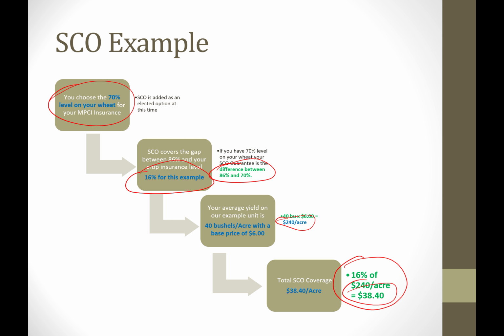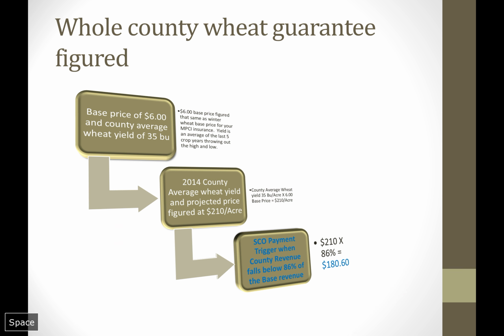That could be a huge deal, especially like last year where we were in a pretty big drought, plus there's a revenue drop. I would say there's a really, really good chance that this SEO is going to pay out completely if you were at about the 70% level on the crop insurance. So the first step in this is the whole county's guarantee needs to be figured, because remember, this triggers on a county level, not on your individual crop insurance, or not on your individual farm yields.